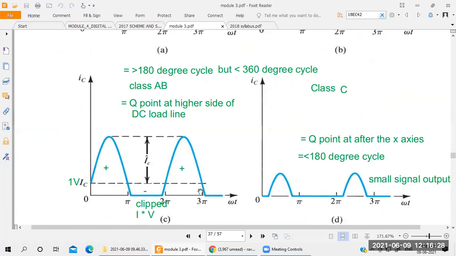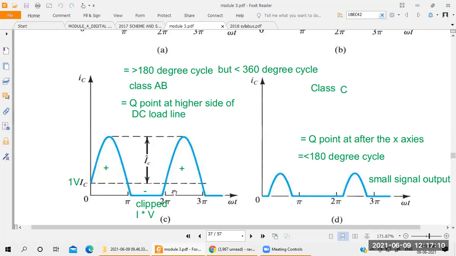Okay, what is the output waveform of the class AB? Greater than the 180-degree cycle and less than the 360-degree cycle, because the Q point is located at the higher side of the DC load line. So for that, we get a waveform above 180 degrees and below 360. See here, almost we're getting a complete positive cycle, but the negative cycle is clipped off. We only get a small amount of negative voltage. We are not getting a complete negative peak here. That's why the Q point is located at the higher side of the DC load line.